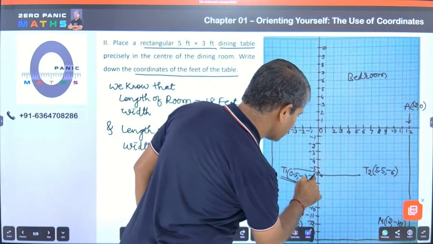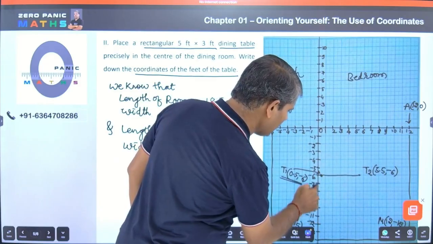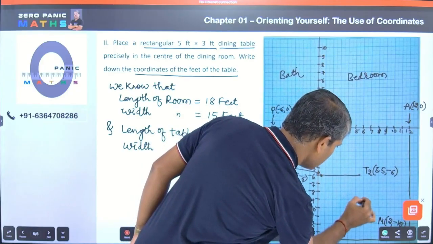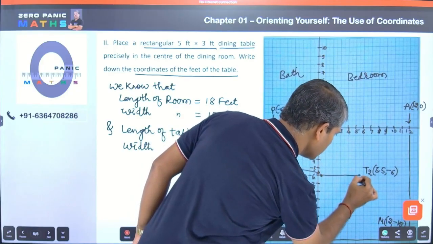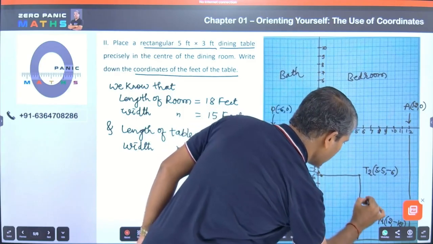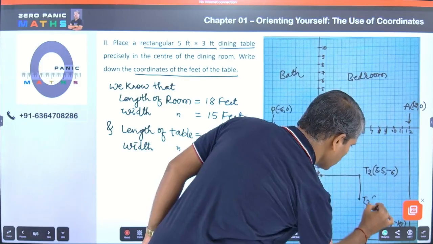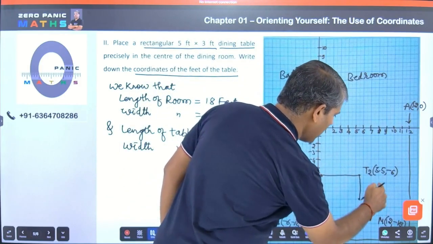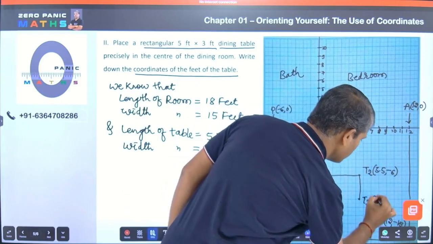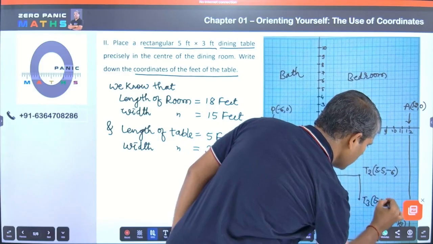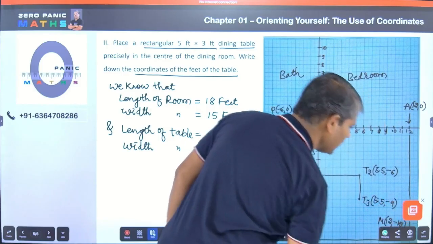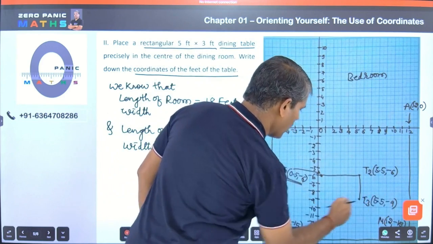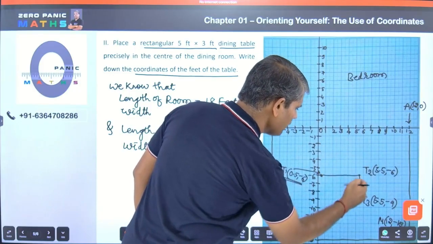So what is minus 6 added with 3 feet? It goes till minus 9. So this is that point, and that coordinate is T3, the third coordinate of the table. And what is that? Sorry, minus 9 is the y coordinate and 5.5 is the x coordinate.